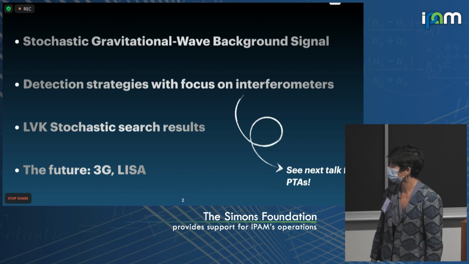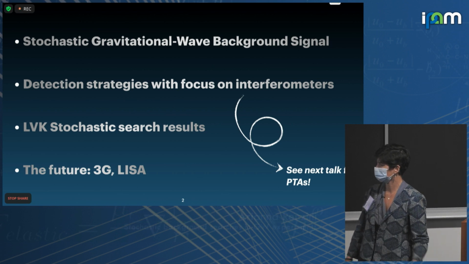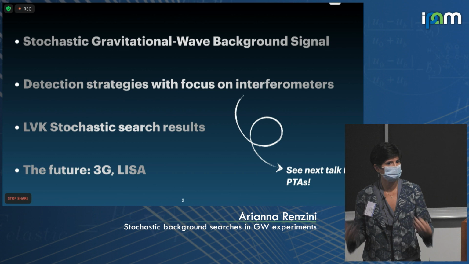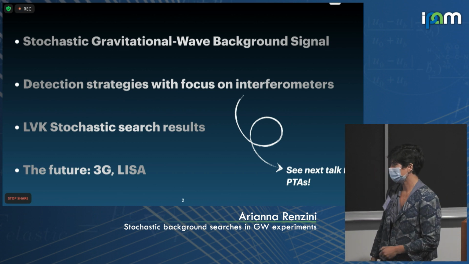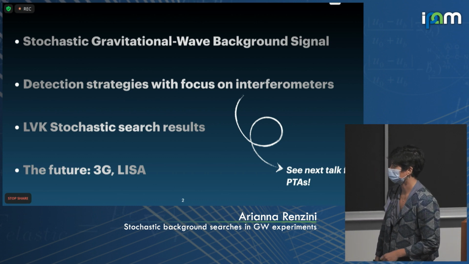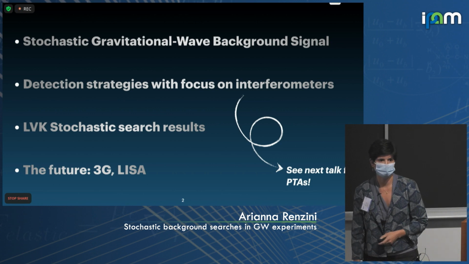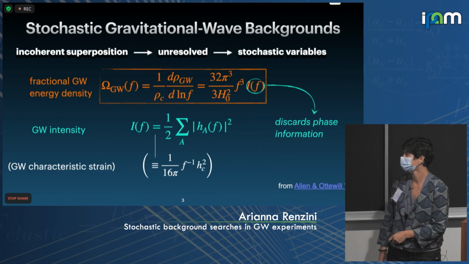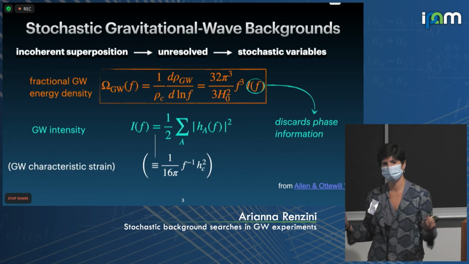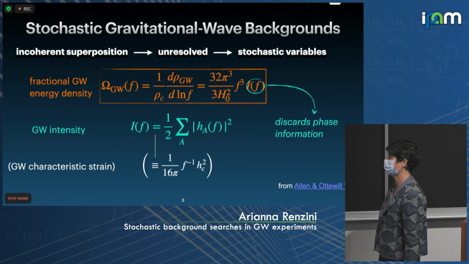I'll then be moving on to show you stochastic search results from the LIGO-Virgo-KAGRA collaboration, which I'm a part of. And then I'll be closing by telling you about the future, specifically third-generation detectors and LISA. But let's start from the top. What are stochastic gravitational wave backgrounds?